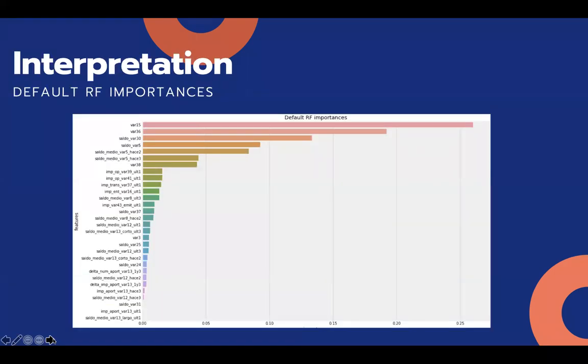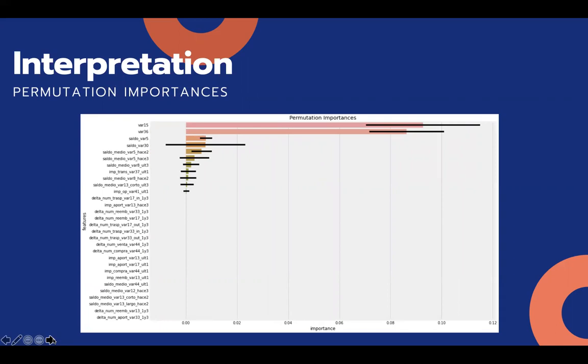When we look at default random forest importance, we see that as many as 5 variables have high importance. But as we know, default tree importance can often be misleading. So we will also try permutation importance. A lot of important features as suggested by random forest default importance vanish in the permutation importance plot. Variable 15 and variable 36 have higher importance than other variables.